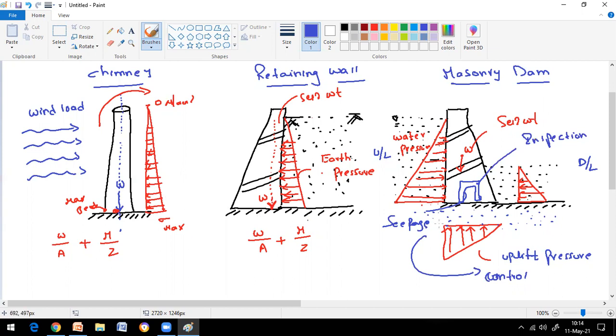Understood? So these are the three best examples of direct and bending stresses. If you try to solve problems on chimneys, retaining walls, and masonry dams, that's it. This unit is done. Now we will learn what a chimney is and how to calculate the wind force in chimneys, and the direct and bending stresses in chimneys. We will solve one or two problems on chimneys, then move on to retaining walls, and then masonry dams. If we complete all these three topics in this module, then this module will be finished.